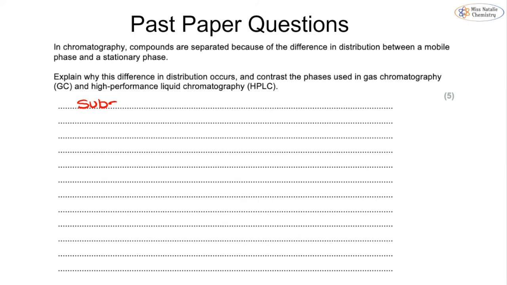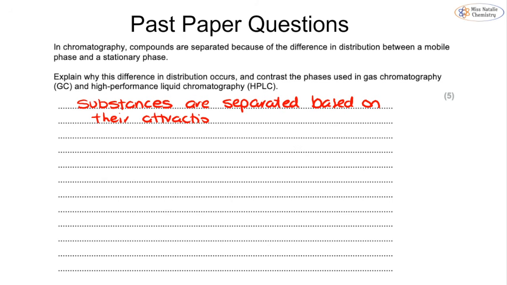So the substances are separated based on their attraction to the mobile and stationary phases. Okay, so it's all to do with how attracted they may be to the mobile or to the stationary phase.